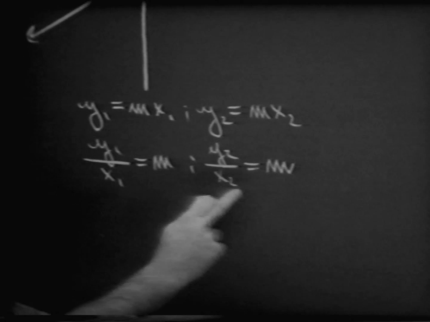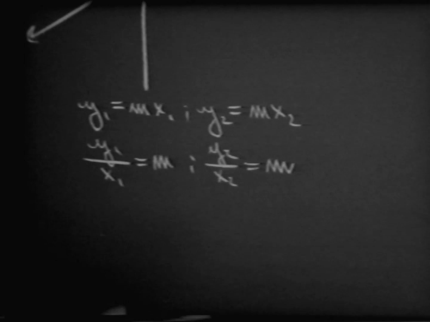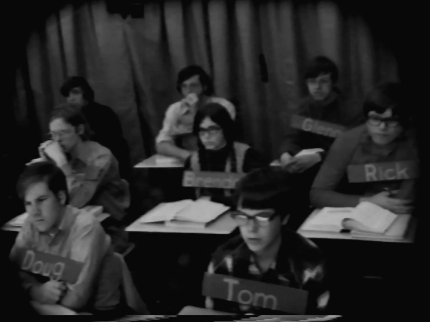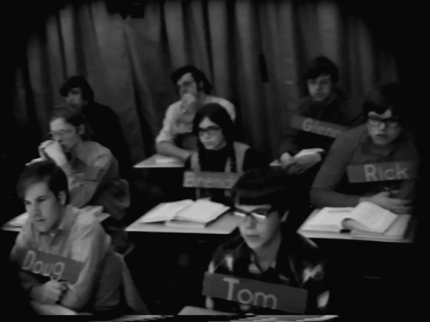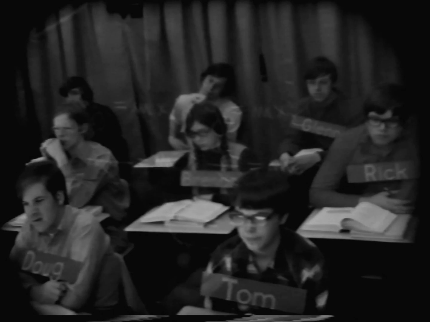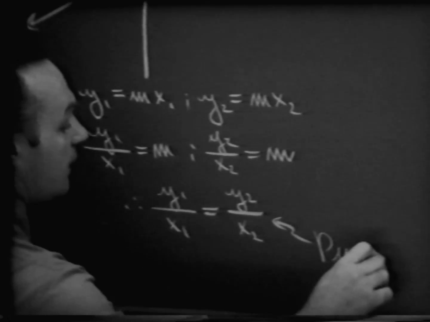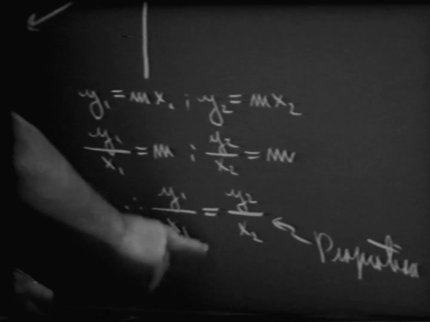Now, looking at these two sentences, what can we say? Therefore, y sub 1 over x sub 1 is equal to y sub 2 over x sub 2. And we have here what we call a proportion, P-R-O-P-O-R-T-I-O-N.